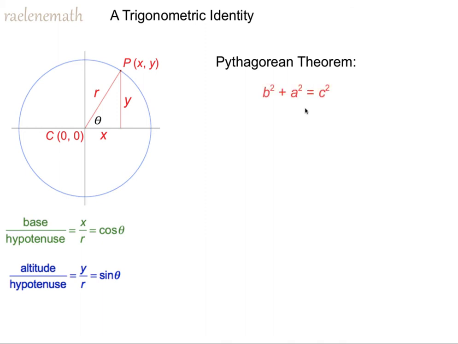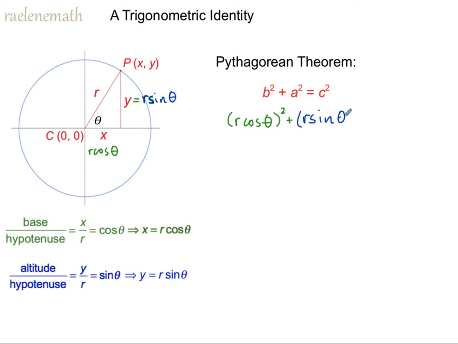Applying the Pythagorean theorem says the base squared plus the altitude squared equals the hypotenuse squared. Taking the green equation and rearranging for x, we see that the base is equal to r cosine theta, and we can substitute that in here for the base and square. The altitude, if we rearrange this equation, gives us y is equal to r sine theta. I'll just put that in blue, and we can square that to substitute in for a. And the hypotenuse is the same as the radius of the circle, and so we get equal to r squared.